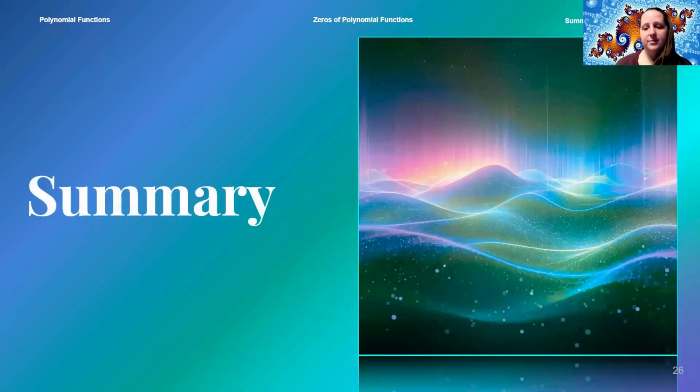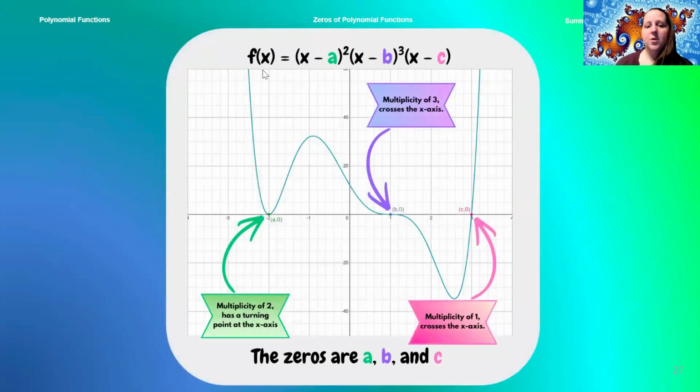Our summary. So if I have a polynomial, f of x equals x minus a squared times x minus b cubed times x minus c, then a is a 0, b is a 0, and c is a 0.